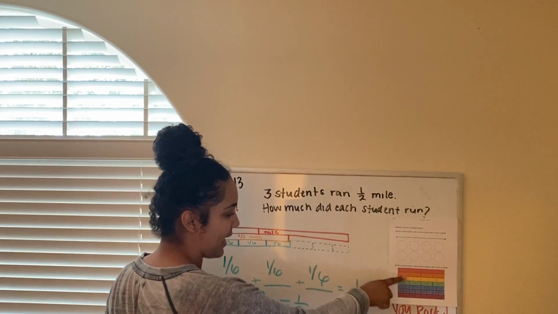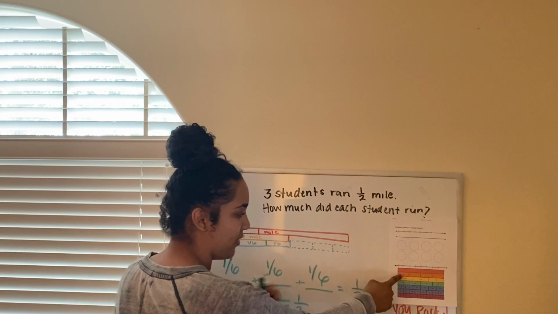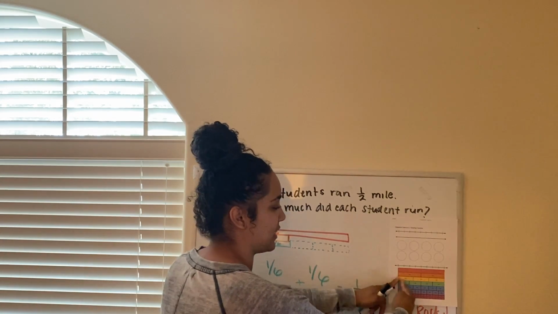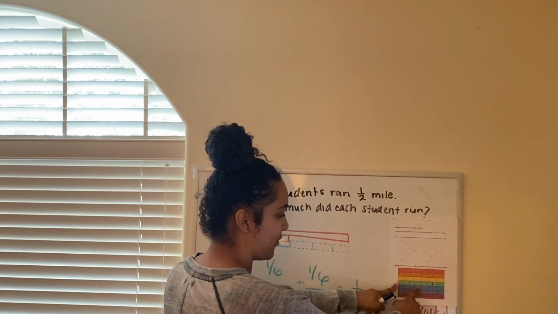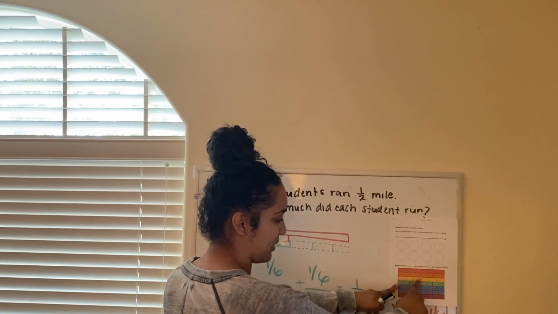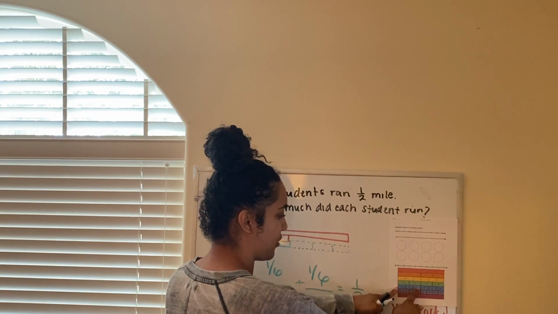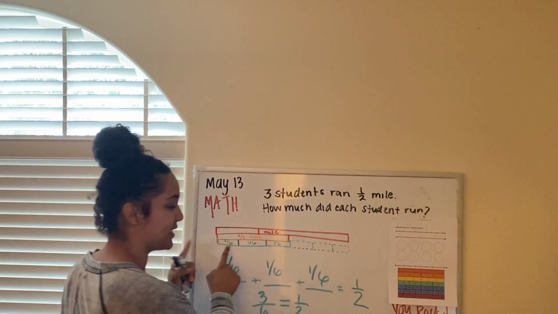If you're using your fraction kit, you can look. You can say, okay, I know the 3 students ran 1/2 mile, and I know that 1/3 doesn't get me to 1/2. I know that with 1/4, it only takes 2 runners to get me to 1/2, but I'm looking at 1, 2, 3 runners got me to 1/2. And that's exactly what we drew here.